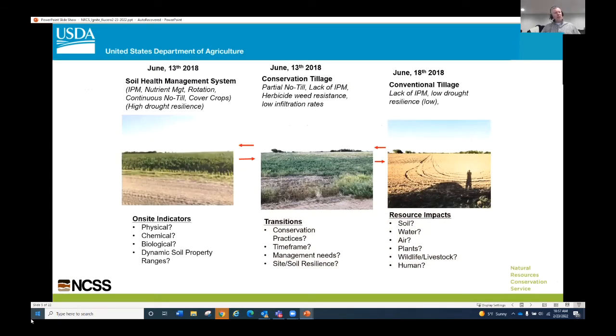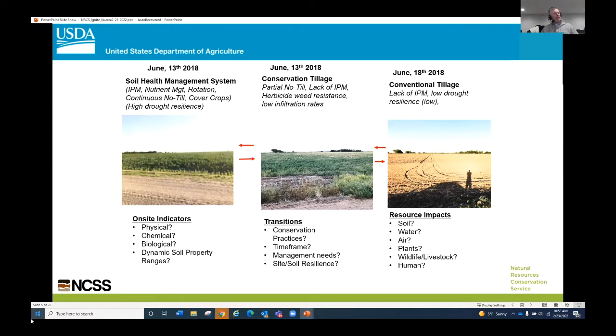Here's three photos I took of the same ecological site on nearby farms back in 2018. And this is an example of how planners could use on-site information. The first one is a soil health management system with good rotation and IPM. The second is more of a conservation tillage system with some issues with kochia weed resistance. And the last one is a conventional tillage system that has low resilience.